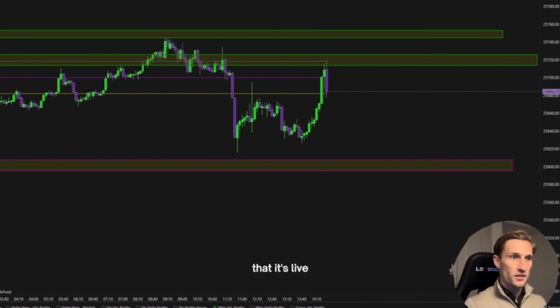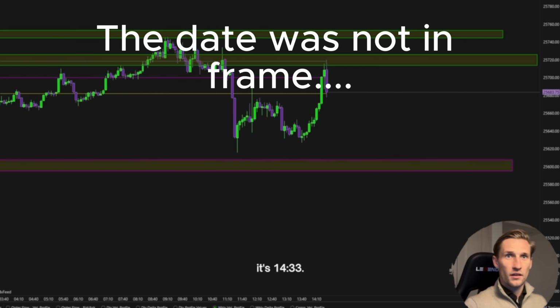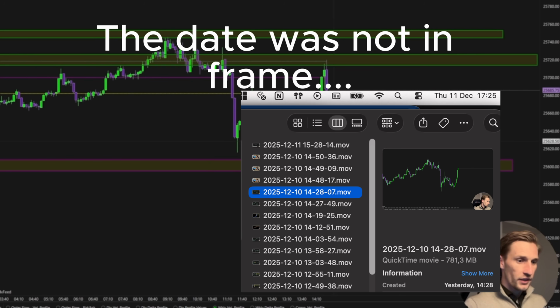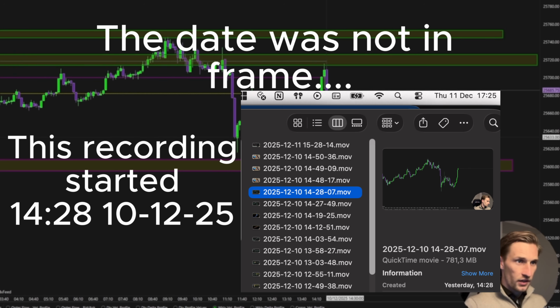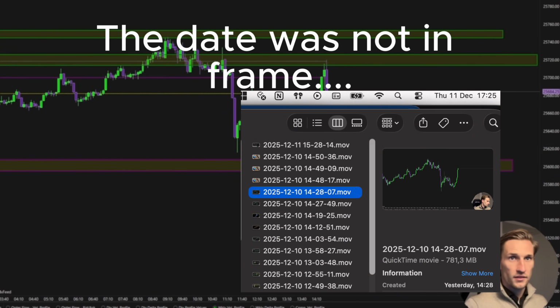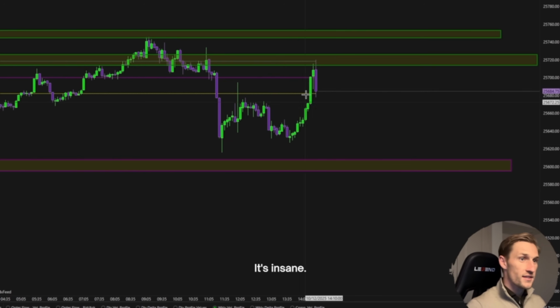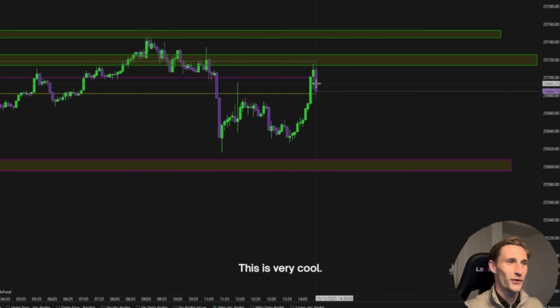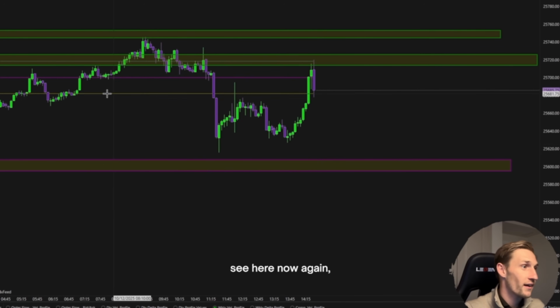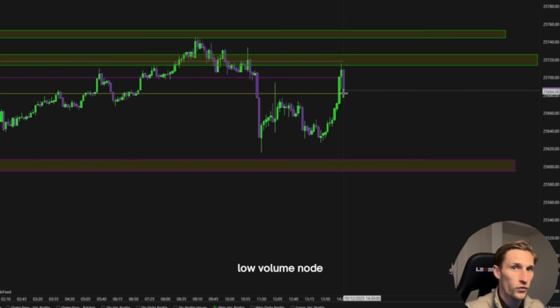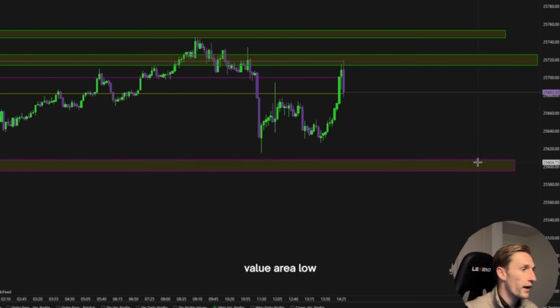Actually, to prove to you that it's live, it's 1433. And as you can see here, it is 1430. Same date, 10th of December. So this is literally live. It's insane, that is very cool. And as you can see here now again, price is reacting to this low volume node. All right, the value area low is in line with the POC of the composite.